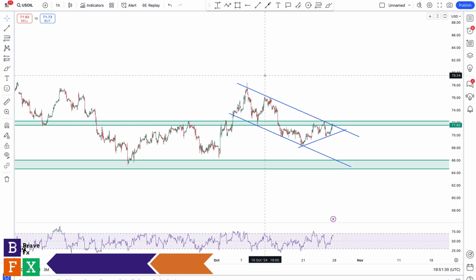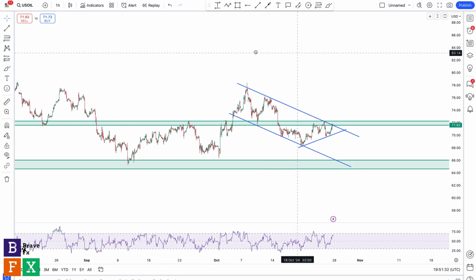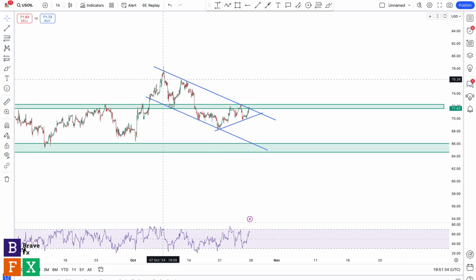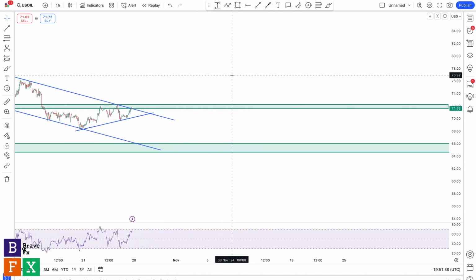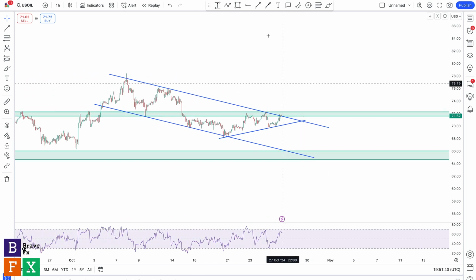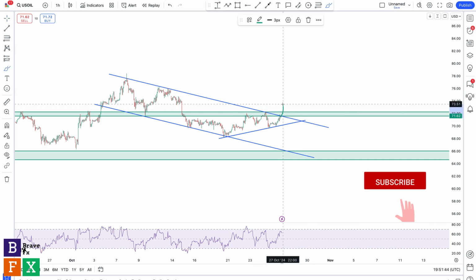So this is the crude oil chart on the 1 hour time frame. As you can see, we are currently trading within a channel, right? Two things are likely going to happen. We're either going to go up or we're going to go low, right? So the bullish case scenario is waiting for price to break out from the current price.